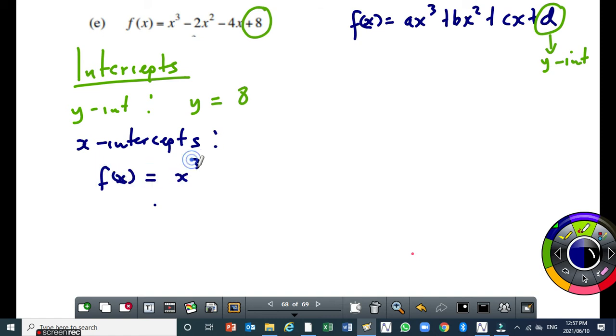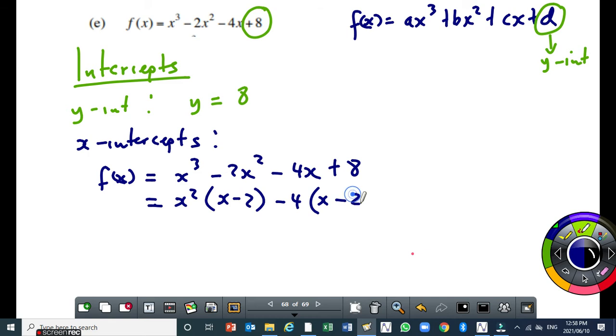So first, let's write our equation. f of x is equal to x cubed minus 2x squared minus 4x plus 8. That's the function. Well, this one here, you can factorize it. You don't need the factor theorem. It's not always that you might need to use the factor theorem, because the objective here is to find the x-intercept. So I can factorize it. If I factorize the first two terms, x squared, then we are going to have x minus 2. Once I create this x minus 2, I must also create it here. So it will be minus 4 times x minus 2.